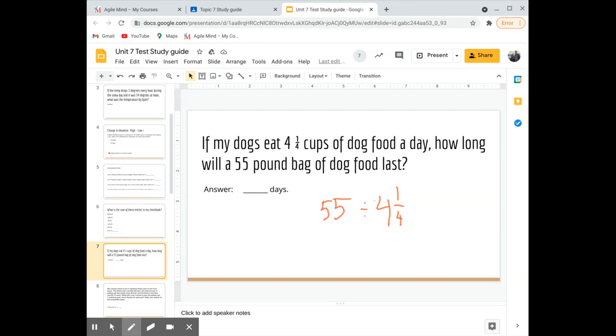What do I need to do to 4 and 1/4? We have to make it into an improper fraction. Good. So tell me how to do that. Don't I do the denominator times the whole number and then add the numerator? Yes. So what's 4 times 4?